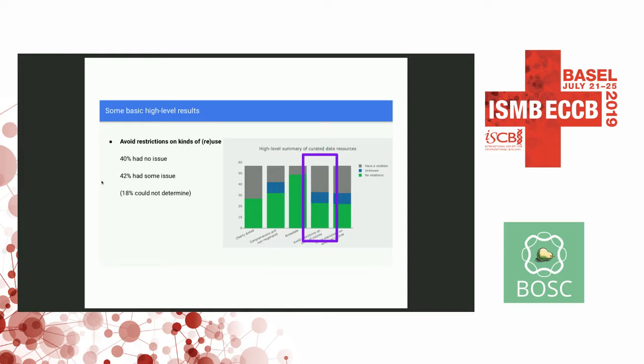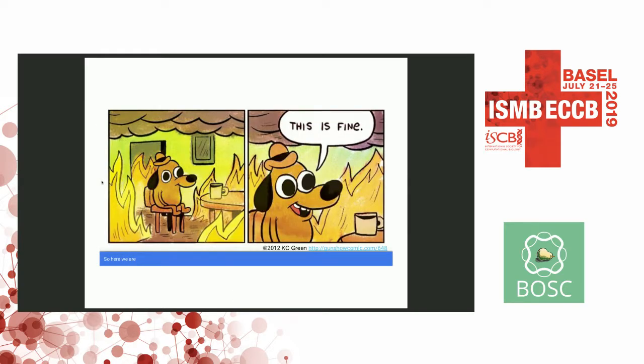Avoiding restrictions on kinds of reuse: 42% had some kind of issue, the majority there, and 18% could not be determined. And avoiding restrictions on who may reuse the data: 44% had some kind of issue there, and 18% could not be determined. So this is not great, maybe.